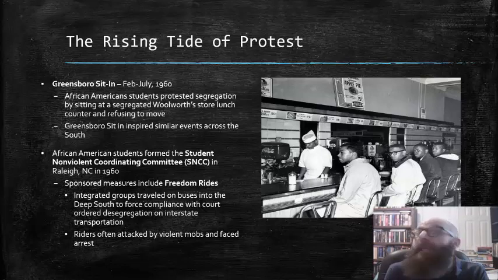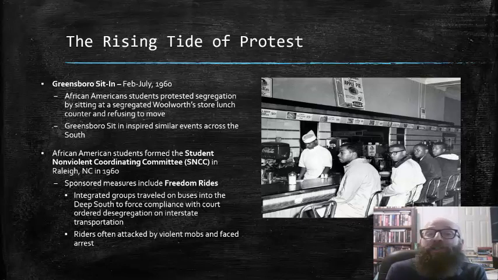Also in 1960, and also in North Carolina, African-American students formed the Student Nonviolent Coordinating Committee, also known as SNCC, which was formed in Raleigh in 1960. This group sponsored all sorts of anti-segregation protest measures, including, most famously, the Freedom Rides. This was an event where integrated groups of protesters traveled on buses into the Deep South to force compliance with court-ordered desegregation on interstate transportation.